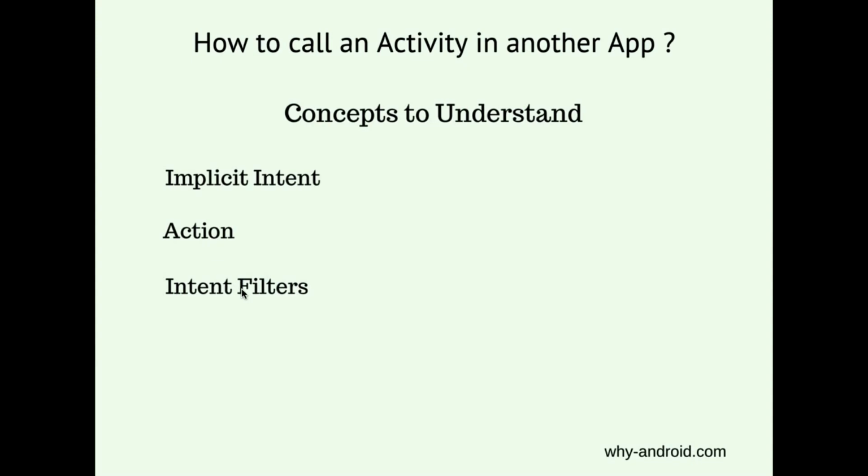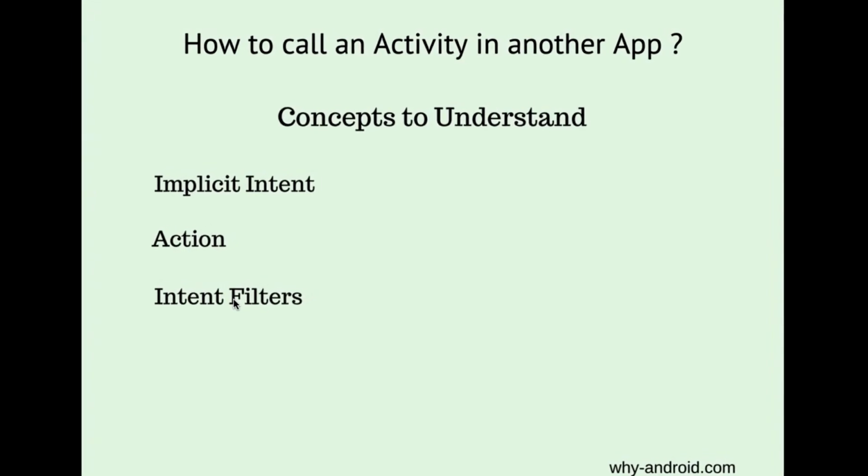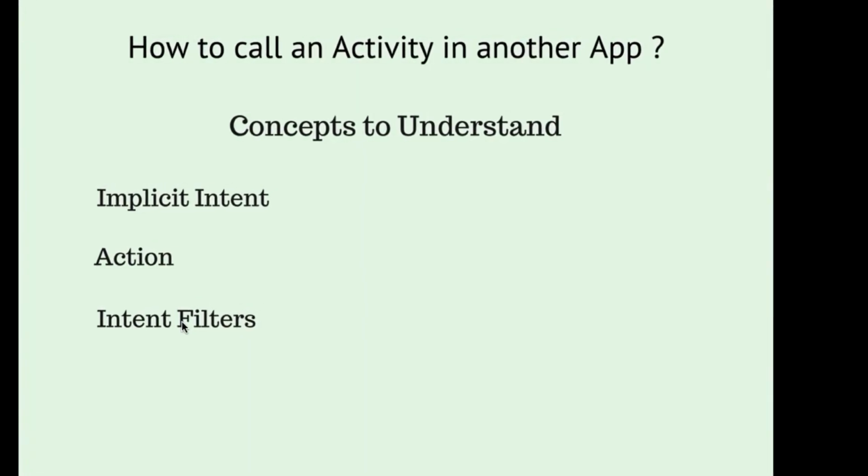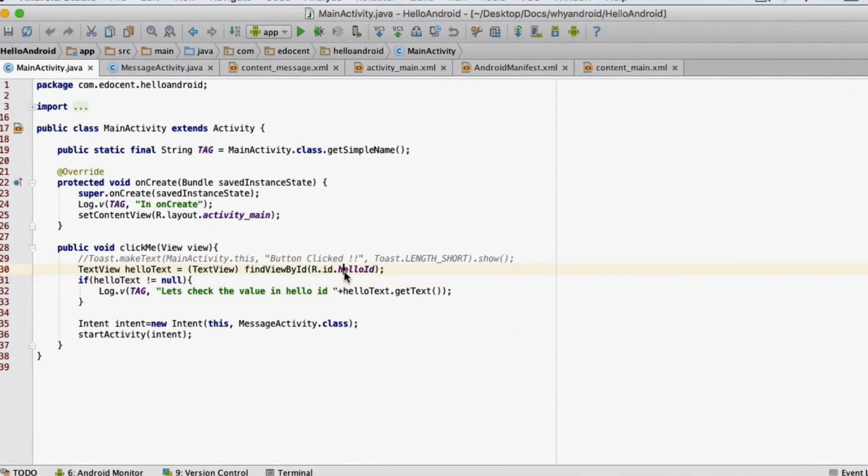And then you have intent filters. Now, intent filters are used by the apps to specify that they can handle a particular action. So, for example, Gmail or WhatsApp will have an intent filter specified, which tells Android that, okay, I can handle this user action. Okay, so let's get started. Let's see how you can do it in code.